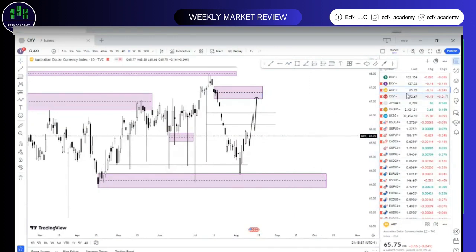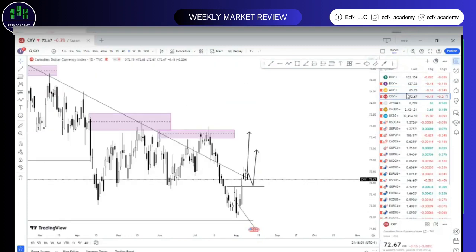All right, next let's look at CXY, the Canadian Dollar Currency Index. And I think for CXY, it's something basic. Either, mainly when the market opens, we just get to see price continue towards the upside, or we get to see price make a little bit of a retracement towards this previous resistance here. Let me just properly define that around here.